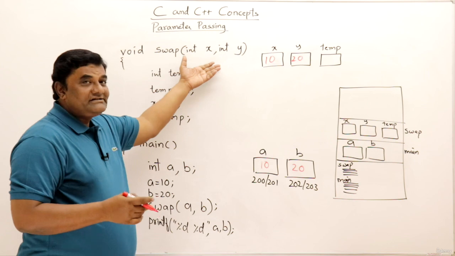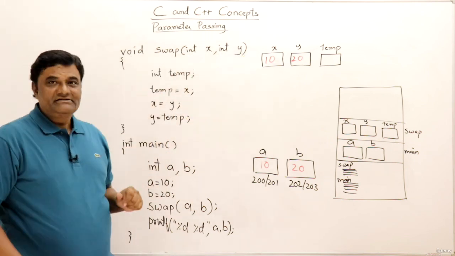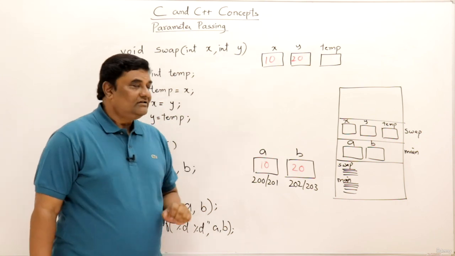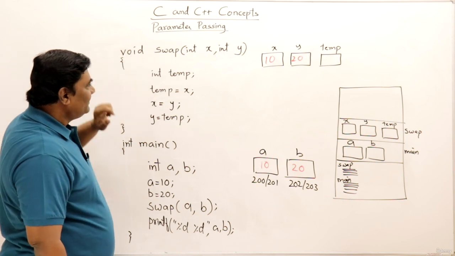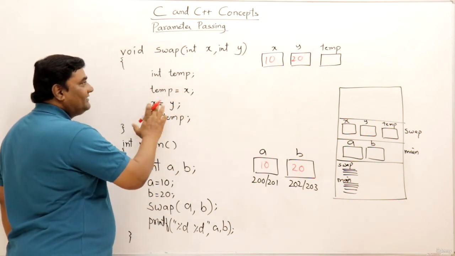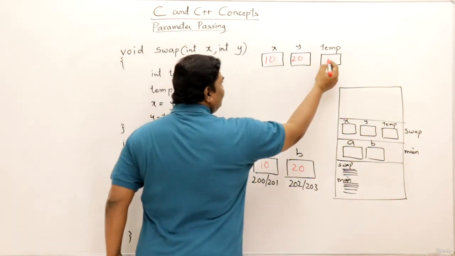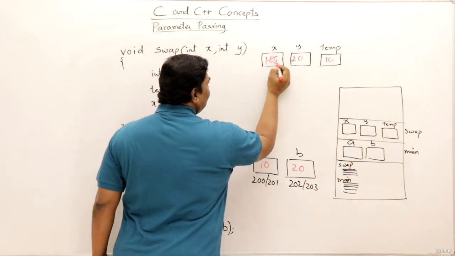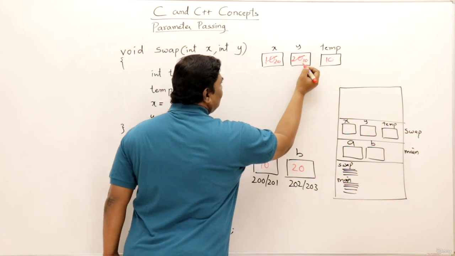The formal parameters are normal variables, so they will take the value of these parameters when the function is called. Now, as I am not returning anything, this function is void type. This is the logic for swapping the values. x and y are swapped with the help of temp. First line, temp assign x, so this will become 10; then x assign y, so this will become 20; and then y assign temp, so this will become 10.